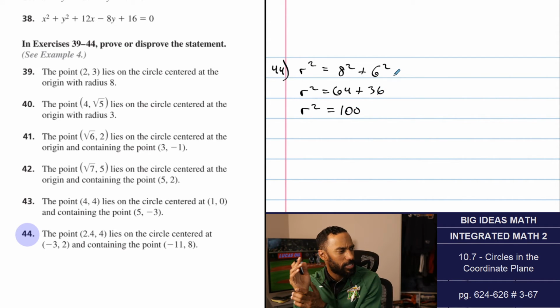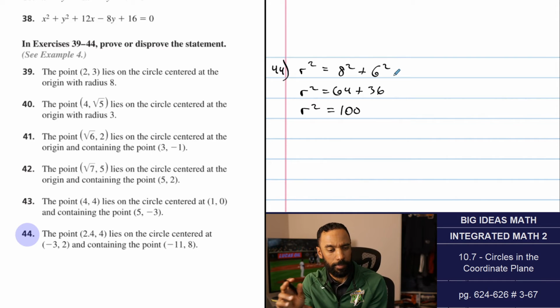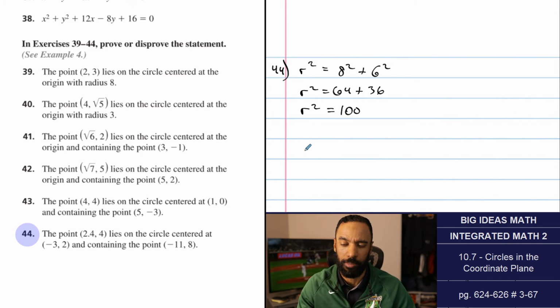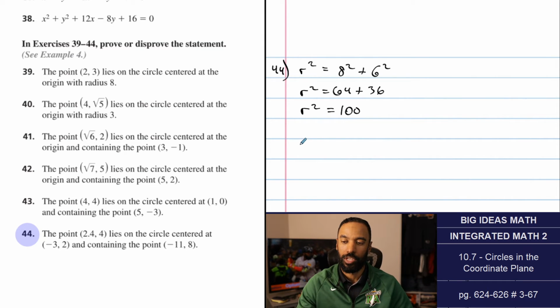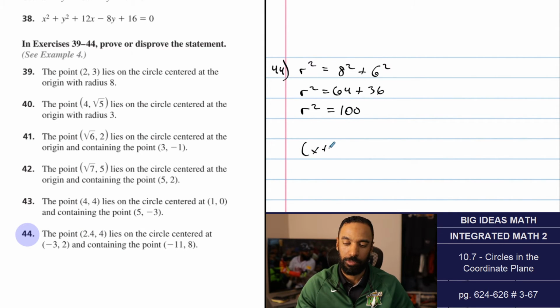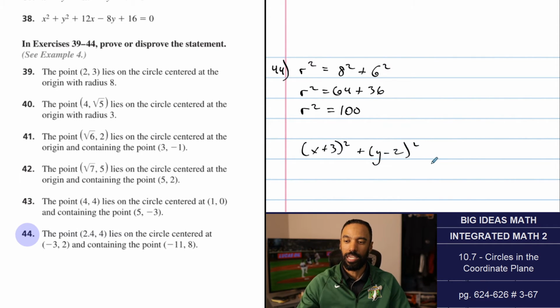2.4, 4, very particular, something which I don't think will work because I don't think it's going to be landing on an integer. But let's see how close we get. But the center is at negative 3, 2. So the equation is going to be x plus 3 quantity squared plus y minus 2 quantity squared equals 100.